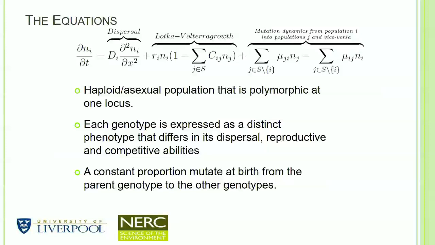So if you were in phenotype I, at birth a constant proportion will change from the parent phenotype into the others and come out, and similarly for every other phenotype you will have morphs coming in. This is a haploid asexual population, polymorphic at one locus, and at this locus the genotype is expressed as a distinct phenotype. So if you change phenotype, you change your dispersal, which is your diffusion constant, your intrinsic rate of growth, and your competition coefficient. I'll just present some of the results now, rather than the analysis.